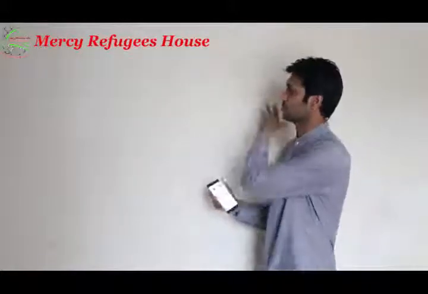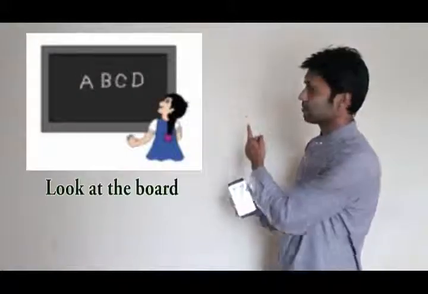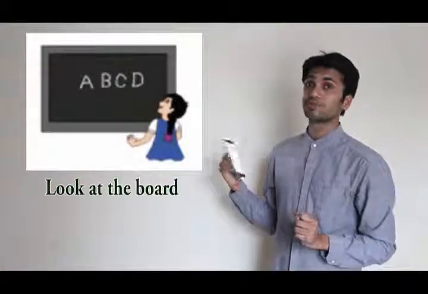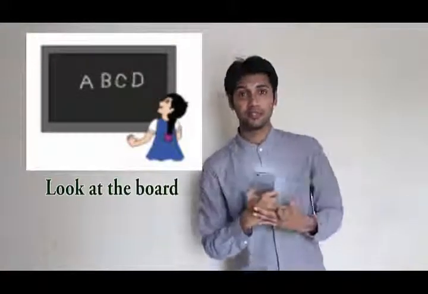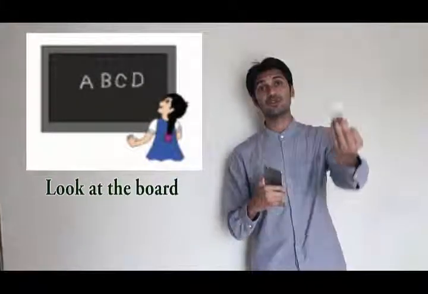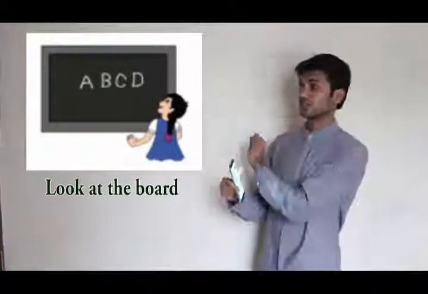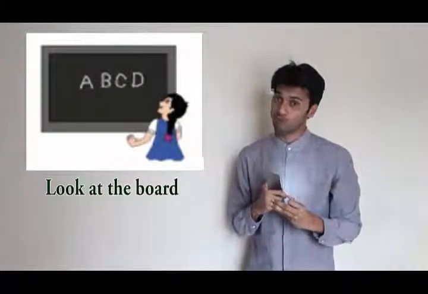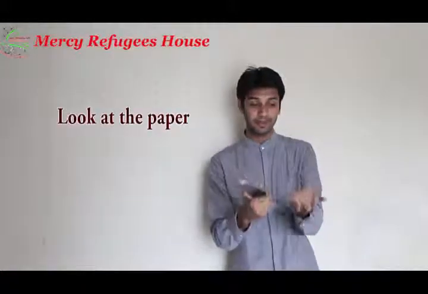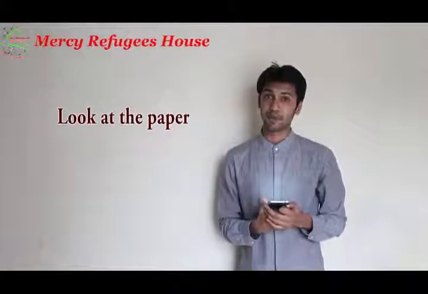Now go to the next page. You write something on the board and ask them to look at the board. Say it: look at the board. And explain to the students that when I say you to look, it means you should look at something. When I'm saying you to look at the board, that means you should look at the board. If I say you to look at the paper, you should look at the paper.